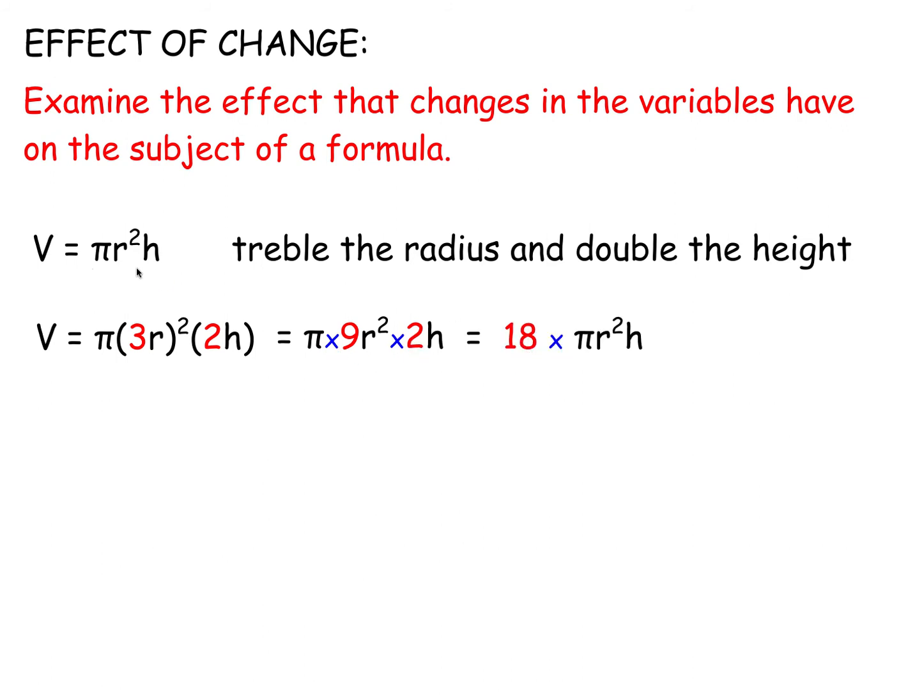The original was pi r squared h. We've now got 18 times pi r squared h. So the result was, from trebling the radius and doubling the height, we increased the volume 18 times its original.